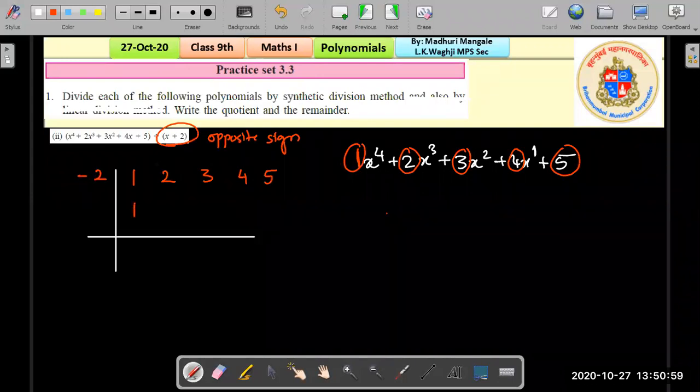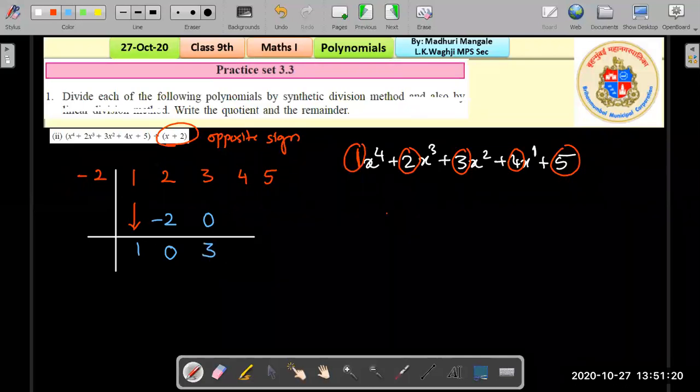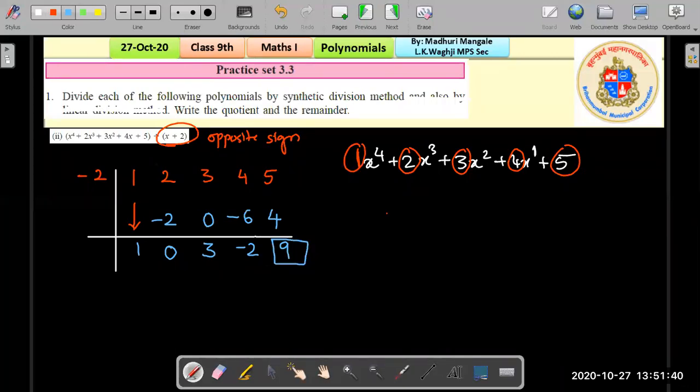So first step, bring down the first number as it is. So that will be, 1 will be written as it is. 2 times 1 is 2. 2 plus 2 will become 4. 2 times 4 will become 8. 3 plus 8 is 11. 2 times 11 is 22. 4 plus 22 is 26, and then 2 times 26 is 52. And what are we left with? What is the remainder, students? Yes, you all are right. 5 plus 52 will give us 57. So there we have the remainder.